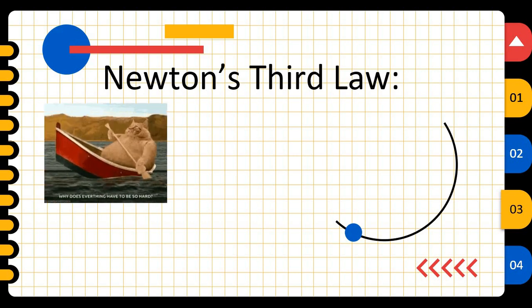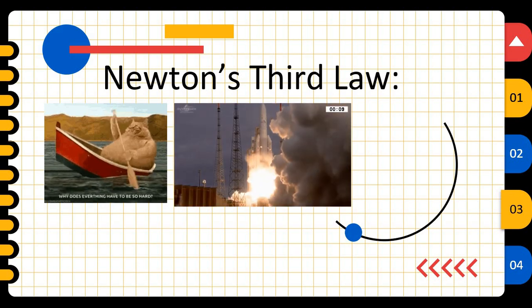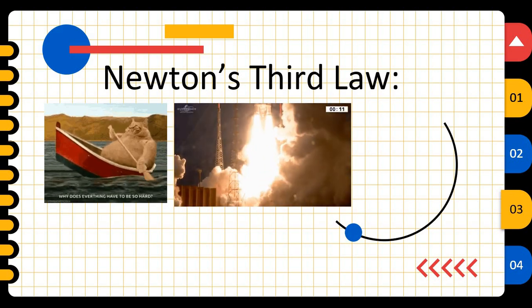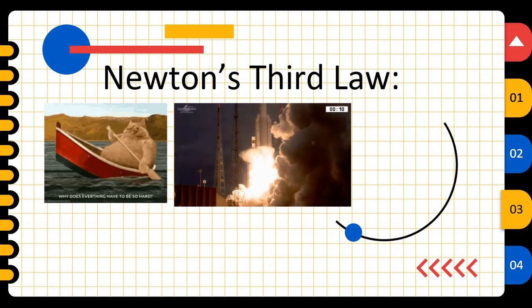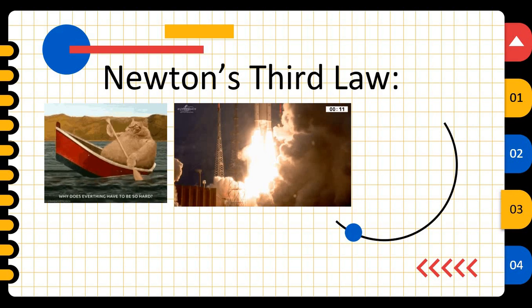So a cat. This cat is rowing a boat using a paddle, and the paddle is moving backwards, but the motion of the boat is moving forwards. That's an example of Newton's third law. Aside from that, the rocket. The chemicals spewed by the rocket go downwards, but the movement of the rocket will be upwards.